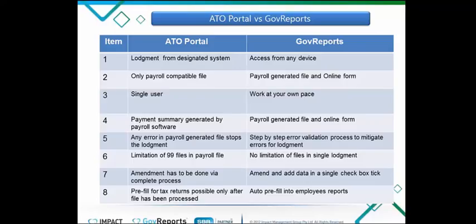With Gov Reports, because it's on the cloud, you can get access to Gov Reports anywhere with internet. It also means that for those BAS agents or bookkeepers that work on client site, once you go into your client's site and complete the reports, and perhaps you could not get the clients to sign off right there and then, you can upload the file, save the reports there, and then send it off to your clients for signature.